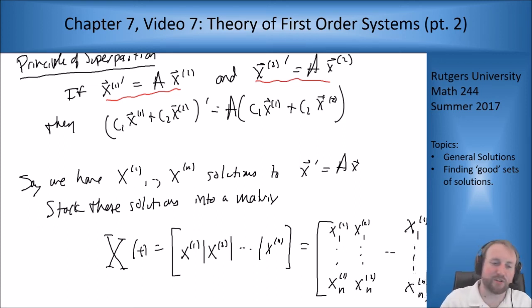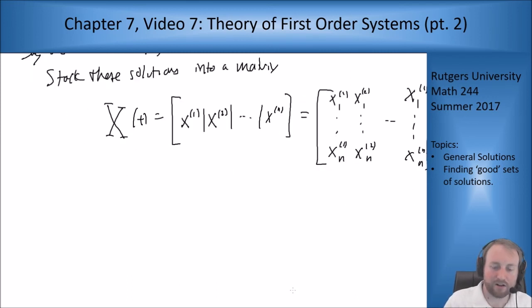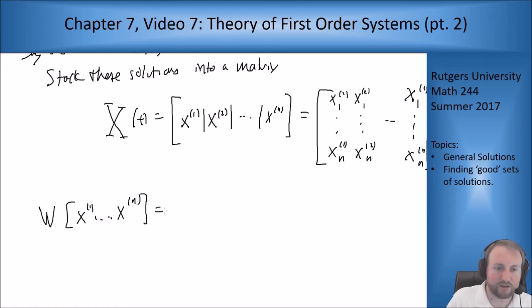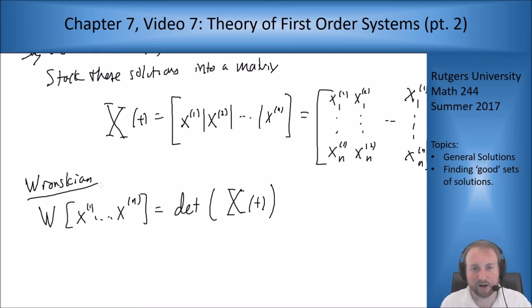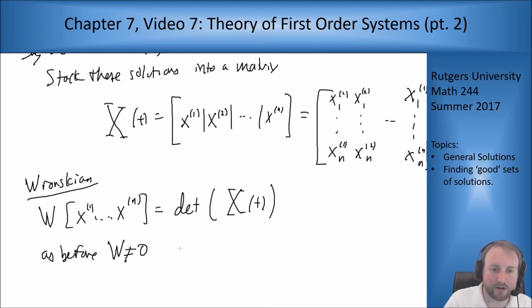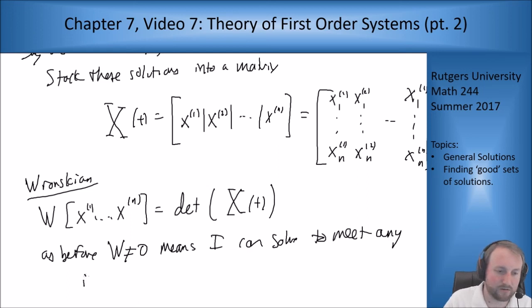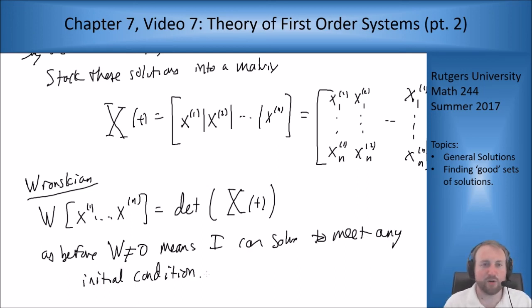So I stack that into a matrix, and then we call the Wronskian of x^1 up through x^n to be the determinant of this matrix X of t. This looks pretty nasty, and it is hard to compute, but we just define that to be the Wronskian. And then, as before, Wronskian not equal to 0 means I can solve to meet any initial condition. All right, so this is all general theory and works for nth order systems.